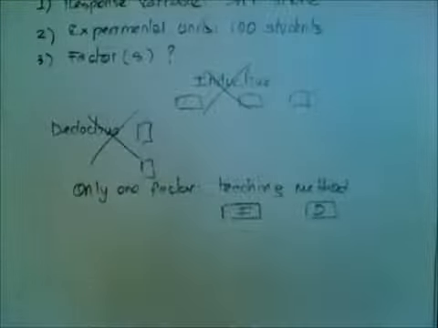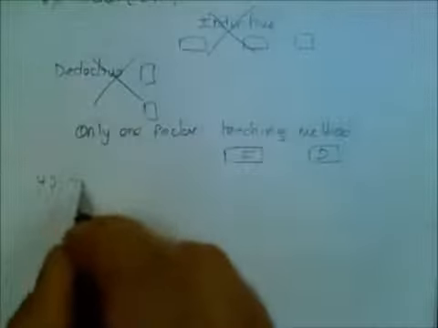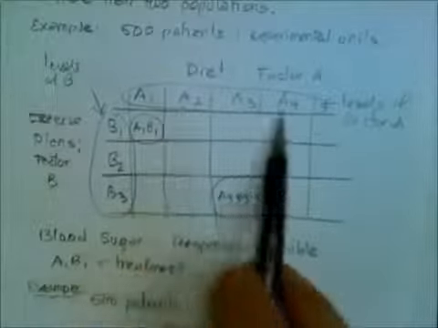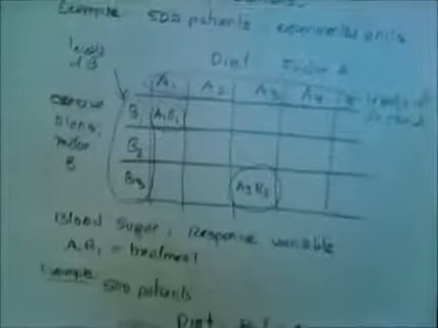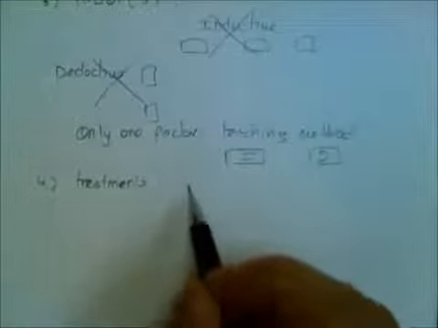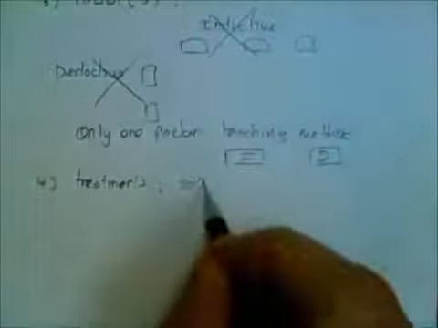Okay. And what are the treatments in this study? We said before that if you have only one factor, remember what we did before? In this case, we had two factors, and the factor level combinations, these levels combined with these levels, gave us all these treatments in here. But we said if we only have one factor, the levels of that factor are the treatments. So in this case, we have only one factor, so the treatments are going to be the inductive and deductive.